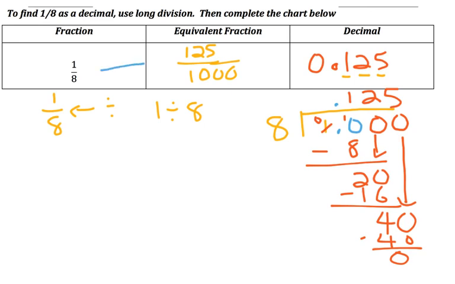And now maybe some of you saw, it's a little weird to see, if we had multiplied the 1/8 by 125 over 125, we would have got 1,000. But that's probably hard to find, which is why long division really helped us here.